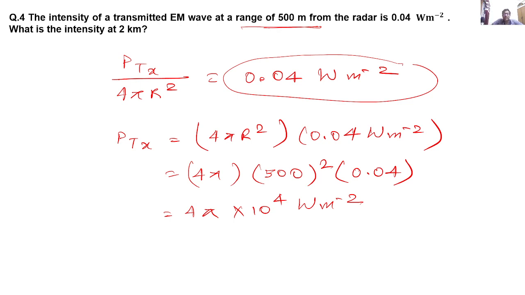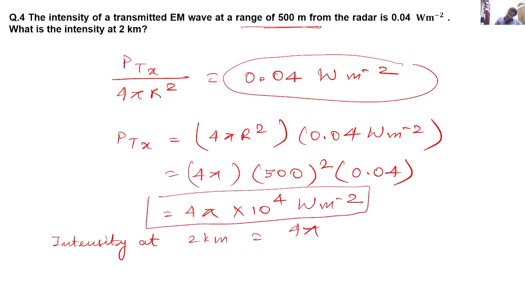How do we get to know the intensity at 2 kilometer now? Okay, that's very simple. Inverse square law we have to apply now. Intensity at 2 kilometer would be the power which we found from the previous steps, 4 pi into 10 to the power 4 by 4 pi r square, but r in this case is 2 kilometers, that is 2 into 10 to the power 3 meter square.